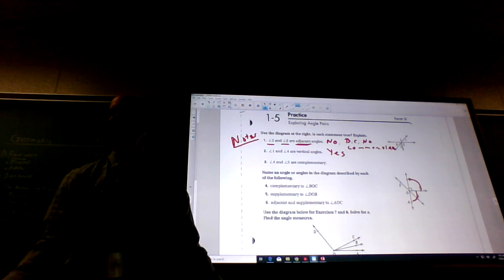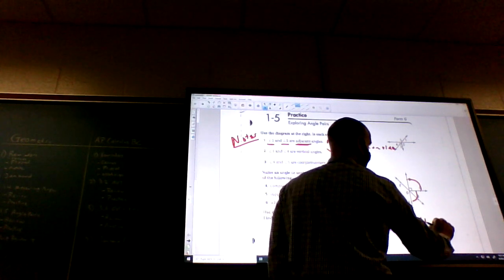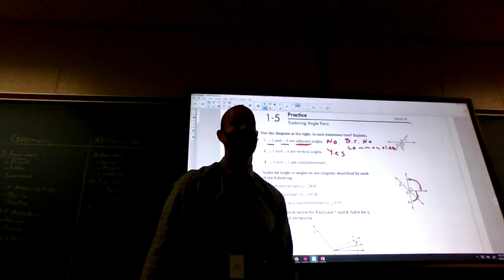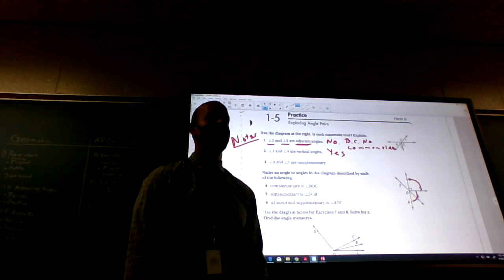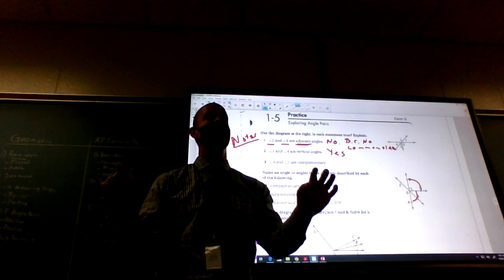You guys know what I mean by congruent. We talked about that last time. The measure of angle... well, here, let's not get into that. So those two angles are congruent. Agreed? Are they vertical? They're not. Vertical angles have to be across from one another.